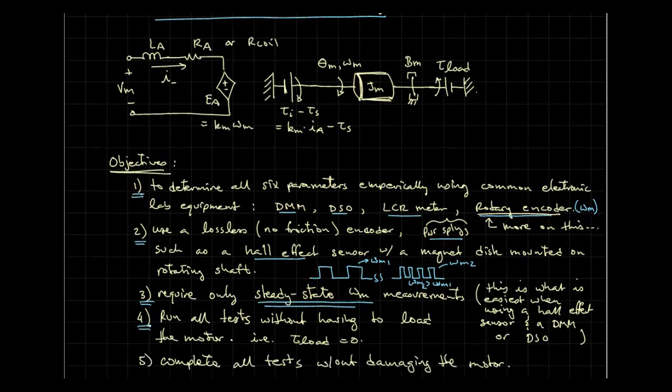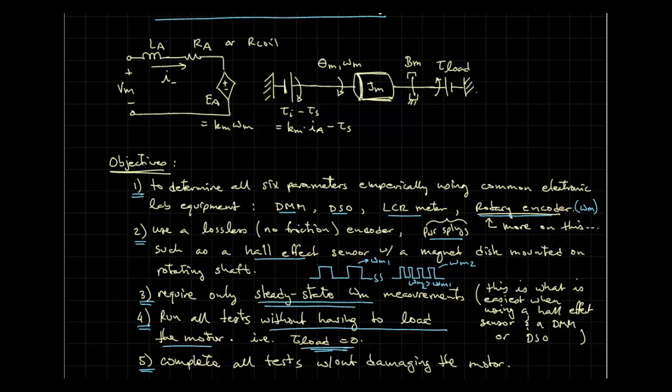Fourth, we would like to run all of our tests without having to load the motor. In other words, tau load is going to be equal to 0. There are tests you can run where you would load the motor, and that's appropriate to do. That takes a lot more setup and calibration, and we want this to be as simple as possible. So initially we're going to devise experiments that don't require any loading, so it's a free running motor. And then lastly, we want to complete all tests without damaging the motor, so we're not going to tear it apart, we're not going to run it to some point of failure, etc.